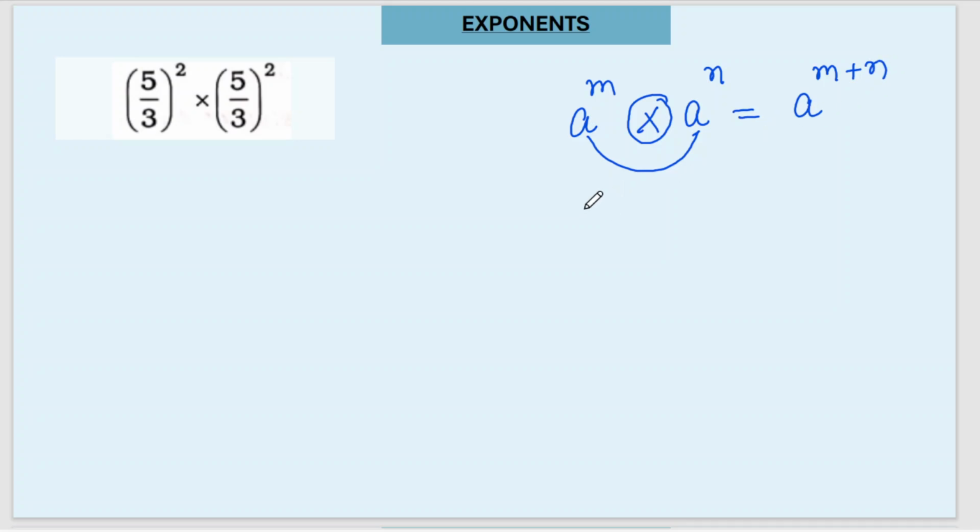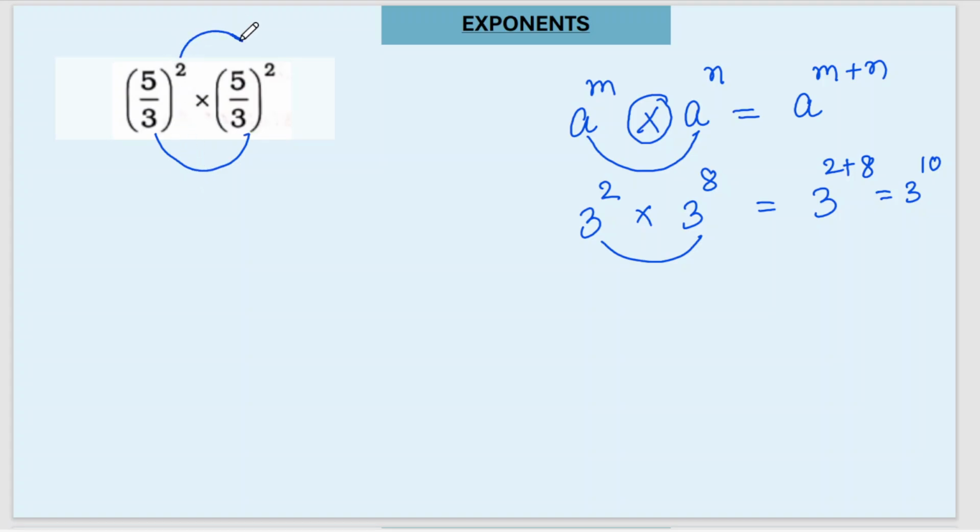So suppose it is 3 to the power 2 into 3 to the power 8. That means we have the same base, write it here and add the powers, 2 plus 8. So you will get 3 to the power 10. Same concept I am applying here also. 5 by 3 to the power 2 into 5 by 3 to the power 2. We can see we have the same base, so we are going to add the powers.